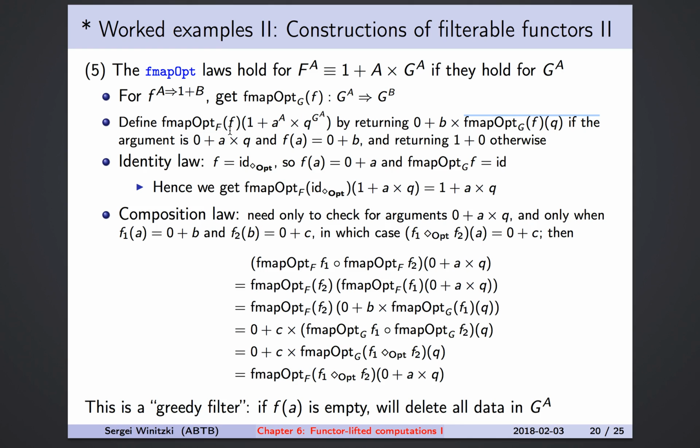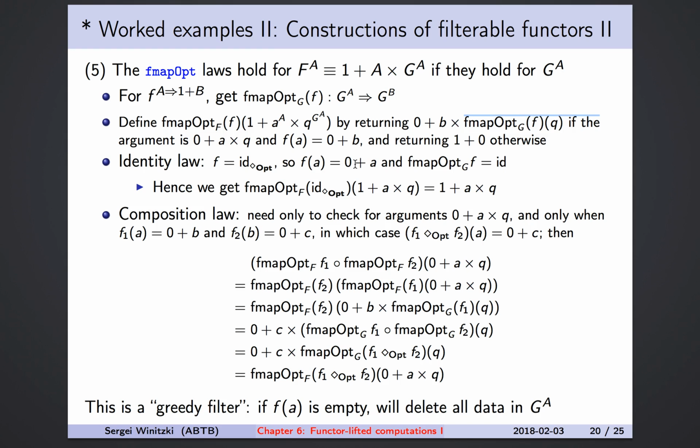So that is how we define the fmapOpt. Now, I remind you, fmapOpt takes a function that transforms and filters at the same time. So this function could give you the left part of the disjunction, the empty option, or it could give you a new B, new value. So if it gives you a new value, then and only then we'll return the right part of the disjunction with this new value, because we're supposed to return FB, so we need to return 1 plus B times GB, and so we return B times the fmapOpt in the G filterable functor.